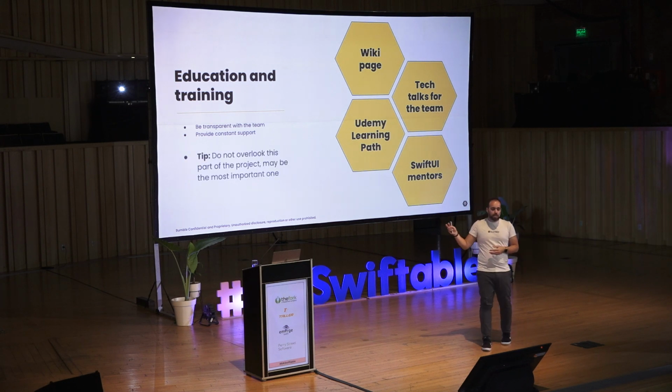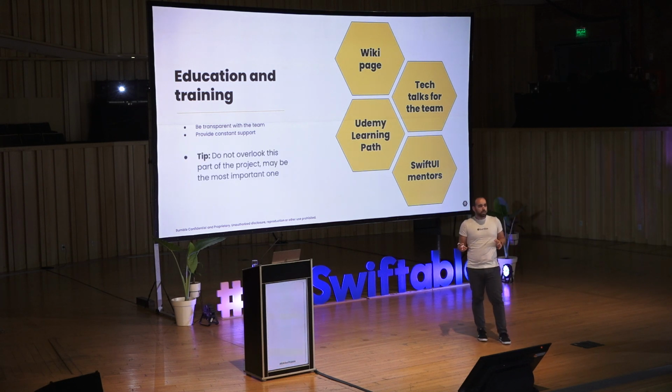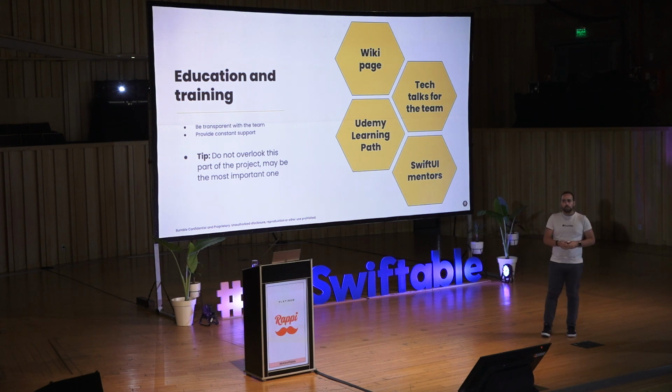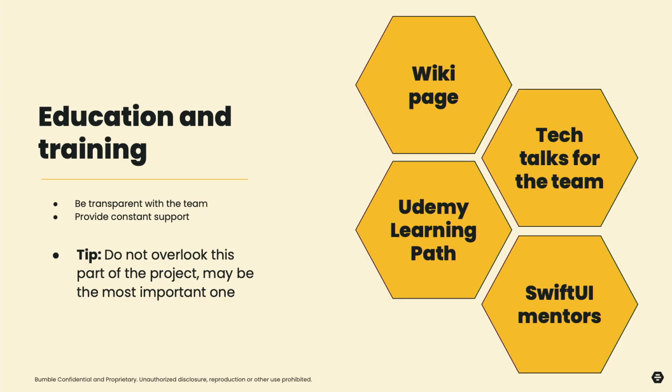So the tip here is, for me, this is probably the most important part of the project, because if you implement a prototype and it works for you, okay, that's fine, but are you going to implement all the features the rest of the year? No, probably not. Your team will do it. So you need to ensure that you can scale the transfer of knowledge, and this helps us a lot.